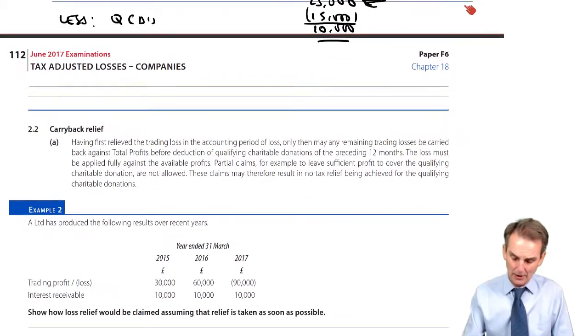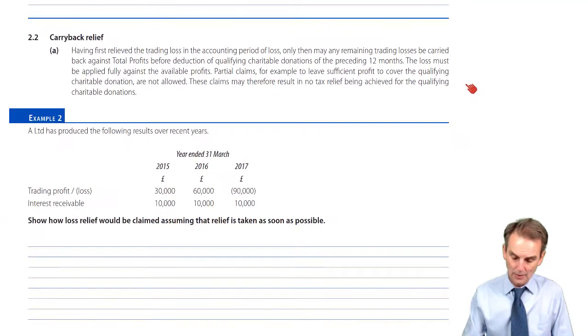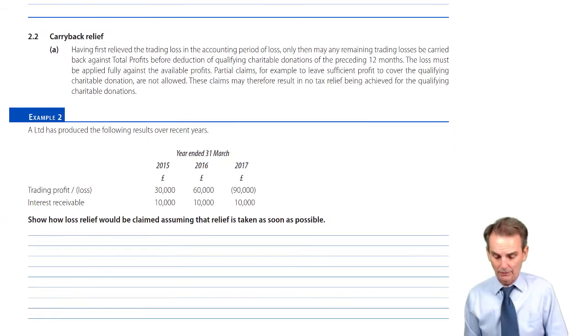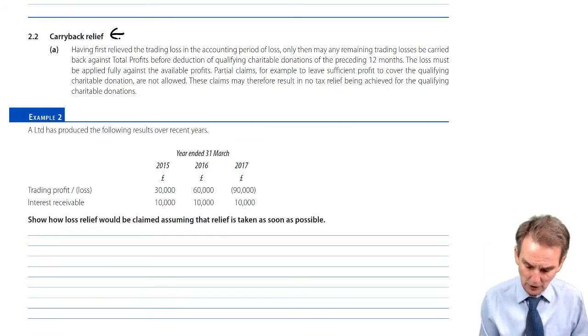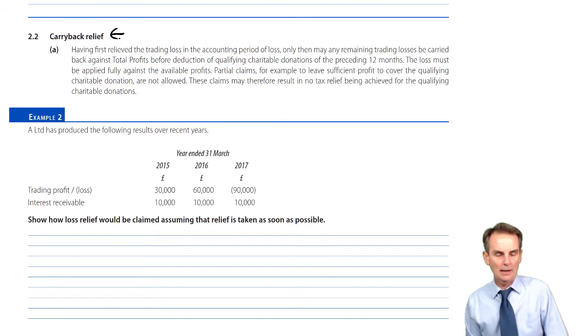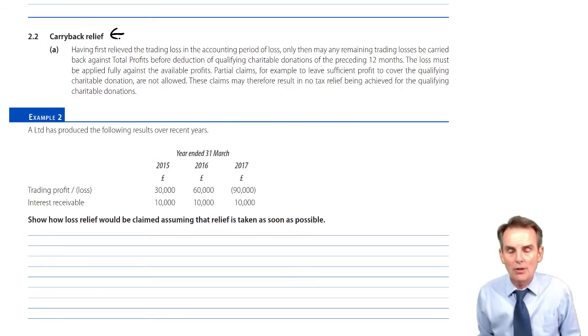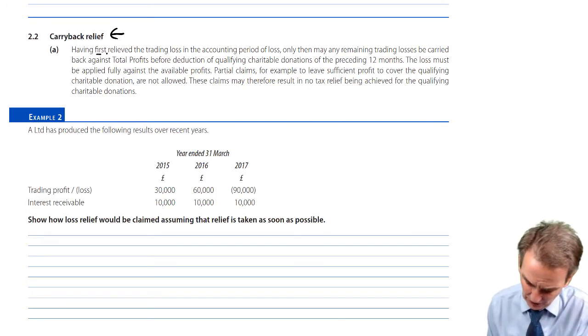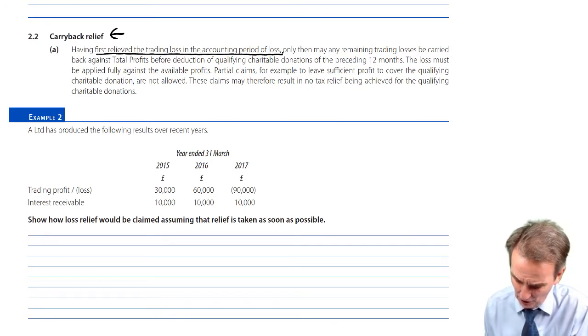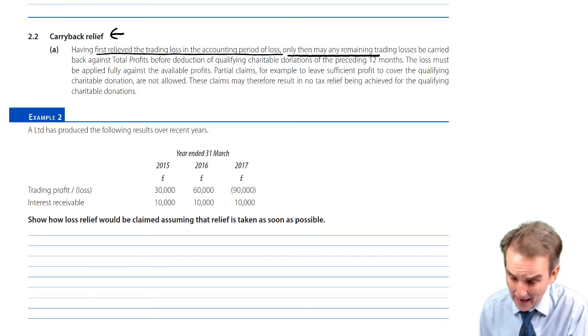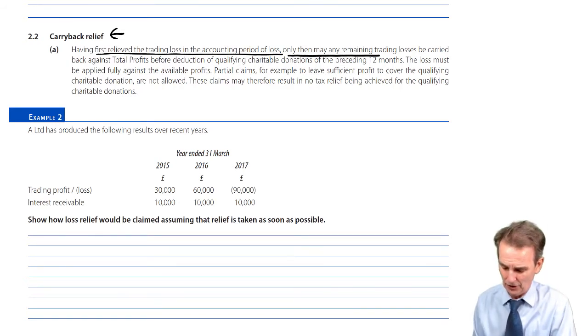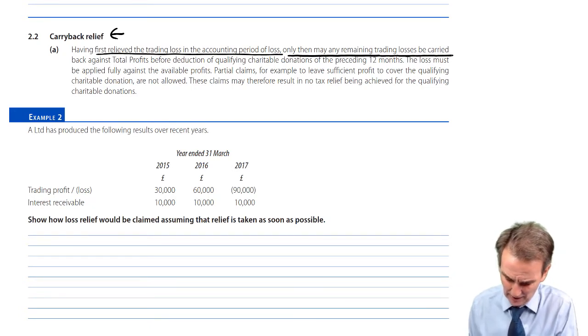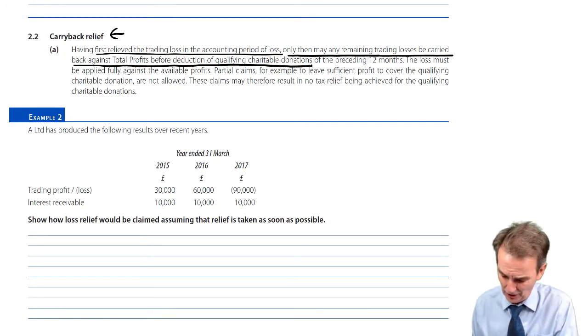If, of course, you'd made a current period claim, and after so doing, there was still loss left over, then, of course, you have the option to have your carryback relief. Now, again, what do we say it would go against? Exactly the same as in the current period. It goes against total profits before the deduction of the qualifying charitable donations. So, having first relieved the trading loss in the accounting period of loss, only then, remember, you must make the current period claim first, can any remaining trading losses be carried back, and again it's against total profits, which we know is before the donations are deducted.